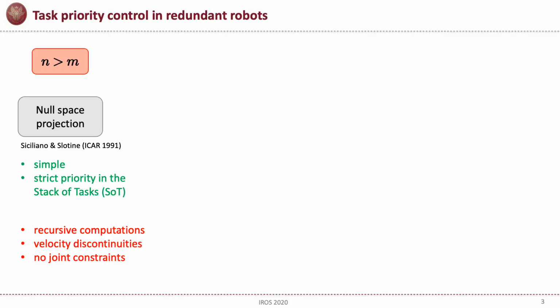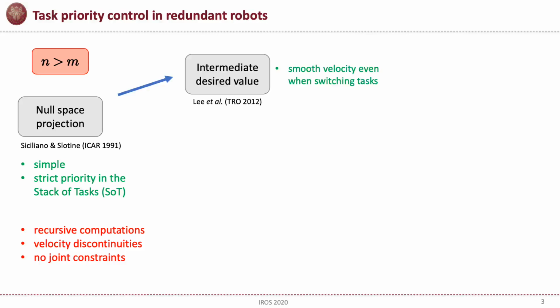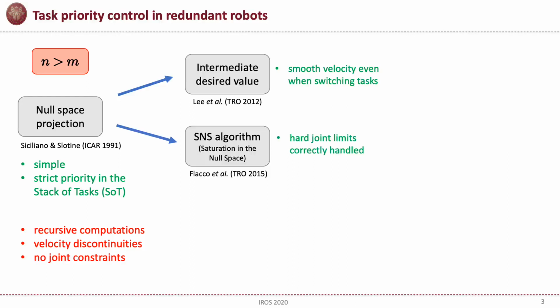Also, it suffers from joint velocity discontinuity during any change in the task priority order. Also, joint constraints couldn't be respected explicitly. The discontinuity problem can be solved using a suitable scaling factor to switch between the tasks smoothly. Using the SNS method, hard inequality constraints in the joint space are satisfied.